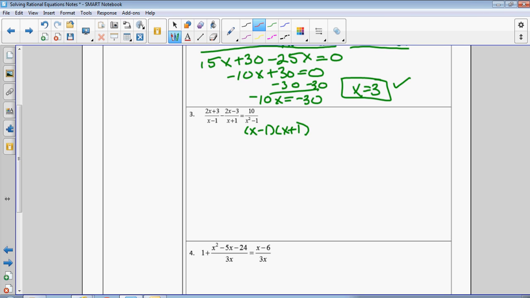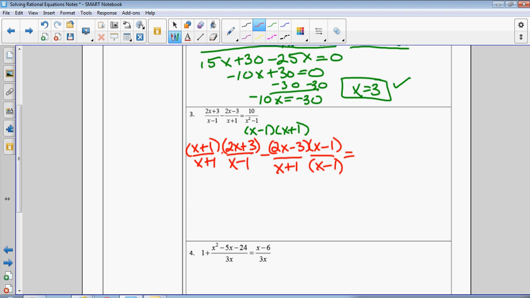So I'm going to multiply the first fraction by what it's missing. It's missing x plus 1. And I'll put parentheses so I remember to FOIL that later. Then I have minus, I have 2x minus 3 times, this fraction is missing x minus 1. So I'm going to multiply it by x minus 1 over x minus 1. And then the last fraction is missing nothing. It has both x minus 1 and x plus 1, so we leave that one be.